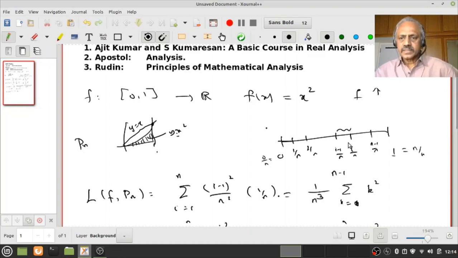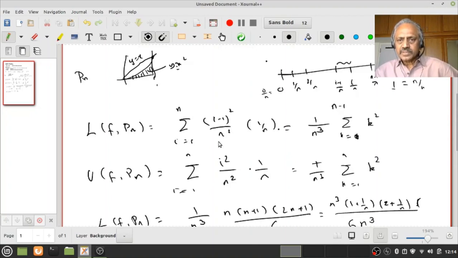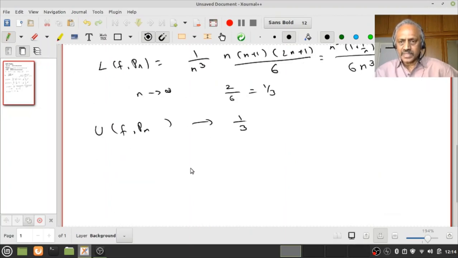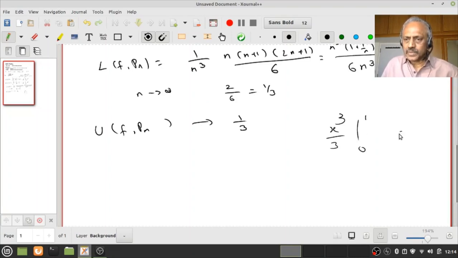All right. From our high school days, 11th and 12th standard, we know the definite integral of x squared between 0 and 1 is x cubed by 3 between 0 and 1, therefore it's 1 by 3. So it seems to tally. So pause, review, and proceed.